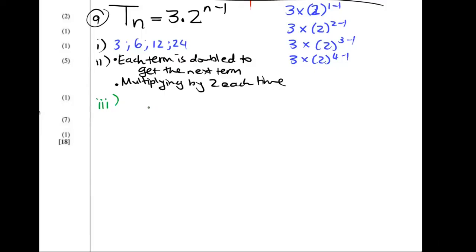Good. Mamelo, Layla, Deanna, Kulin, all coming through with that. Sum means to add. So 3 plus 6 plus 12 plus 24. And when you add those all together, the sum of the first 4 terms is 45.